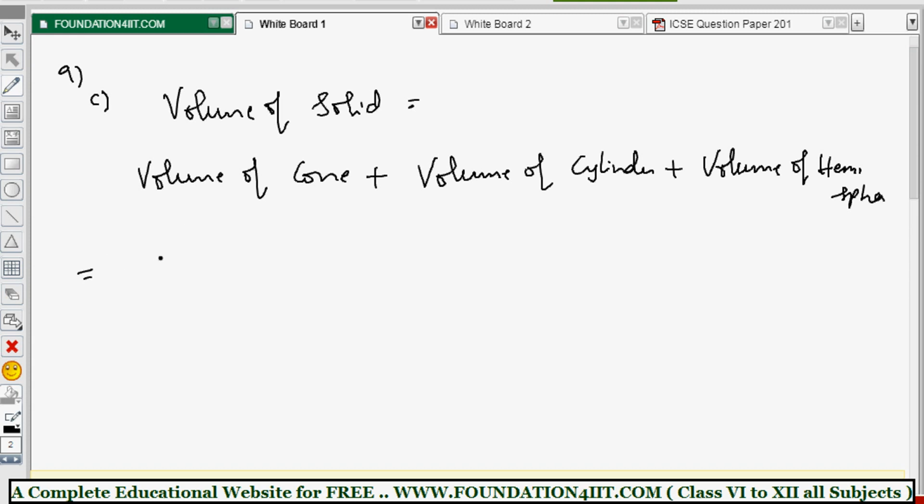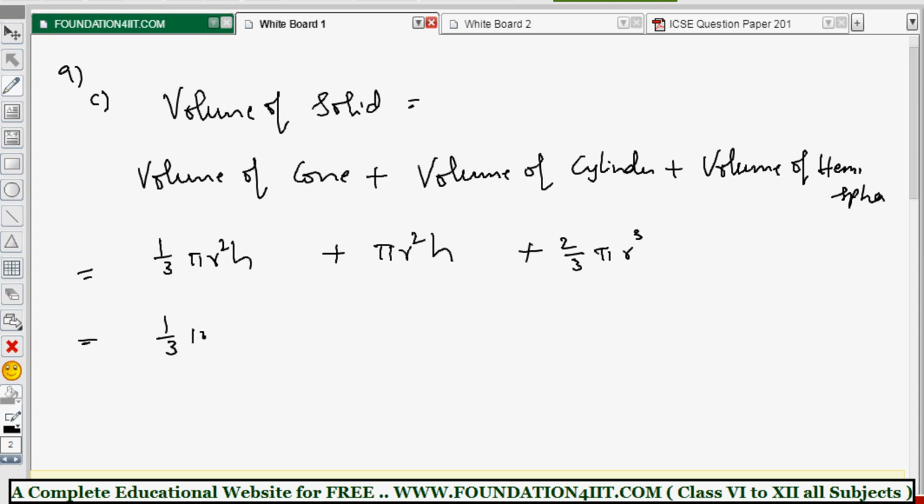So volume of the cone is 1 by 3 pi r square h. Volume of the cylinder is pi r square h. Volume of hemisphere is 2 by 3 pi r cube. So volume of the sphere is 4 by 3 pi r cube, and this is 2 by 3 pi r cube. Now we can add all these values.